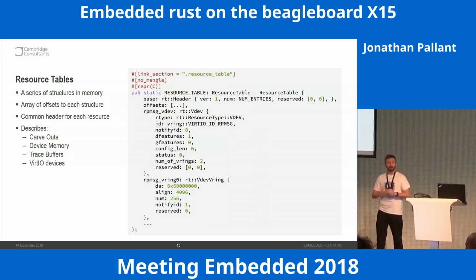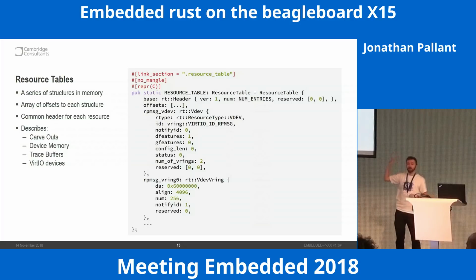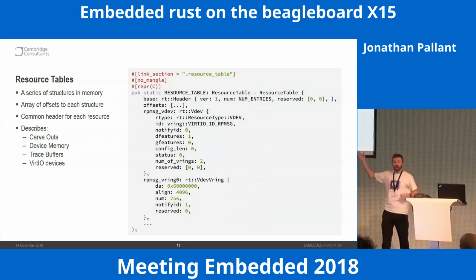There is a magic marker I can put at the top. This repr line, repr C, basically tells the compiler, lay this out like a C compiler would, which means don't reorder anything, do the kind of padding that a C compiler would do. And that's all I have to do. I've put it in the resource table section. I can basically transliterate the C structures from the C header file into Rust. There are tools that can auto-generate this. I did it by hand. And it's a pretty nice system.